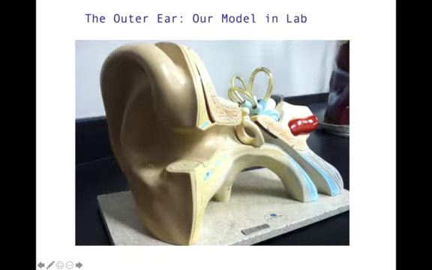The function of the auricle is that it captures and funnels sound waves into the external auditory canal. This part right here is the external auditory canal, and its function is that it transmits sound waves from the auricle to the tympanic membrane. This next part right here represents the tympanic membrane on our model, and its function is that it converts sound waves into vibrations.